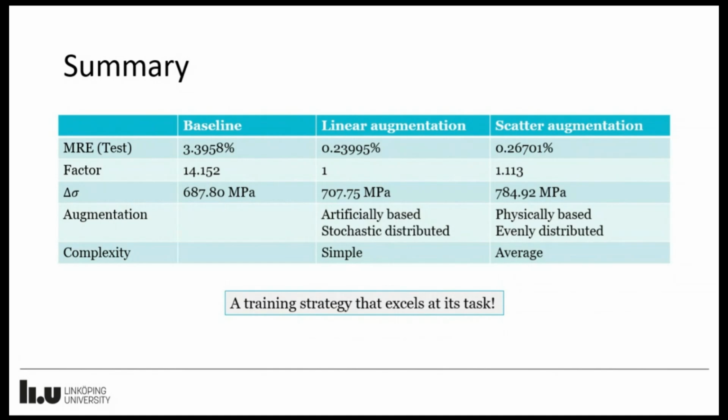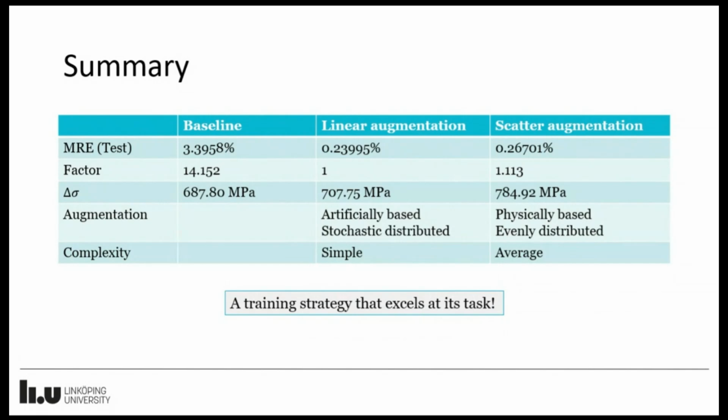Another thing to think about is the augmentation technique. Your linear one is artificially based. This is some kind of linear function. And the scatter one is more physically based. It has a physical concept. It's based on physics. And looking at your stress values, the scatter one is more stochastically distributed, because it's more evenly distributed in stress space.